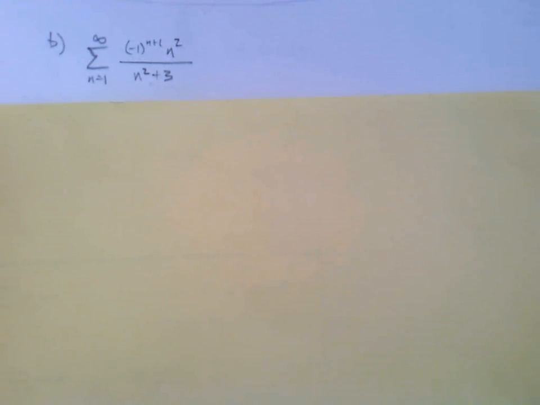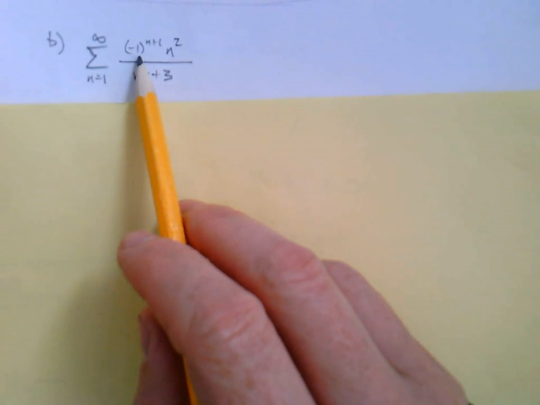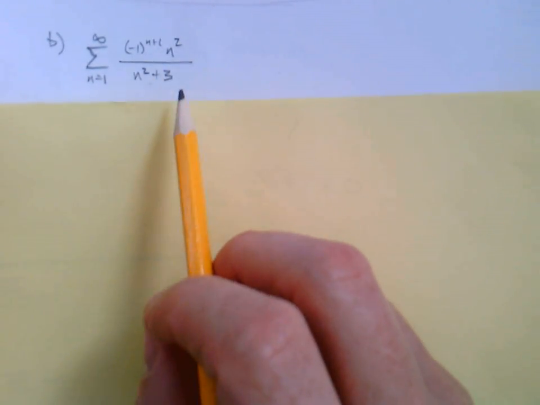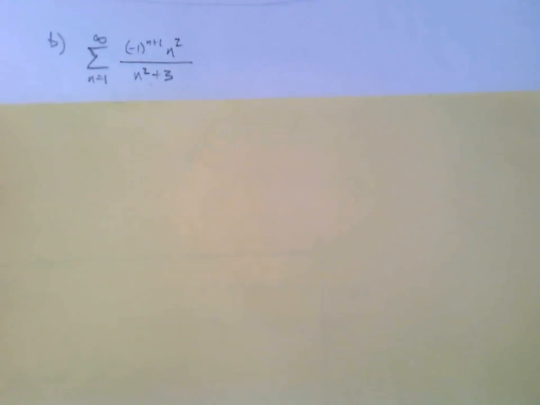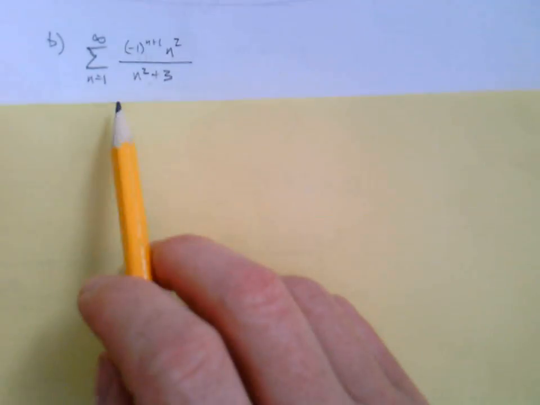All right, here we are. Let's take a look at this series: n equals 1 to infinity, negative 1 to the n plus 1, n squared over n squared plus 3. You notice this time we have the negative 1 to the n plus 1. So what would that mean?